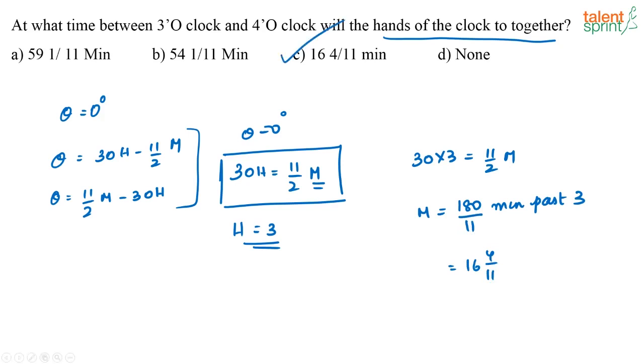That is option C. So always remember, whenever theta is equal to 0 degree, I can say 30h is equal to 11 by 2m. And you have to just put in the values and arrive at the answer.